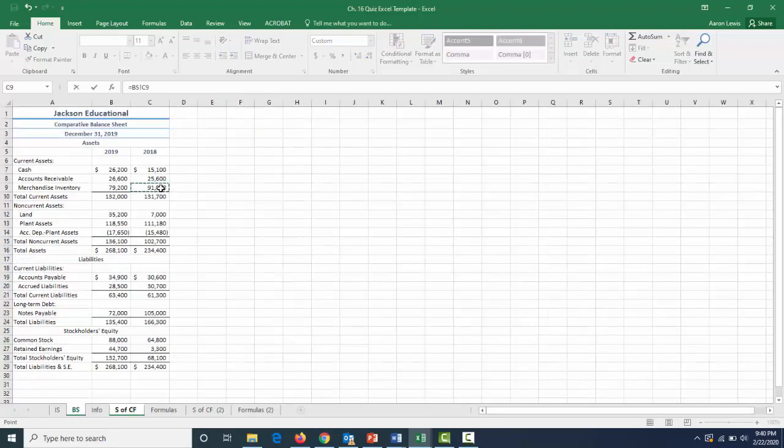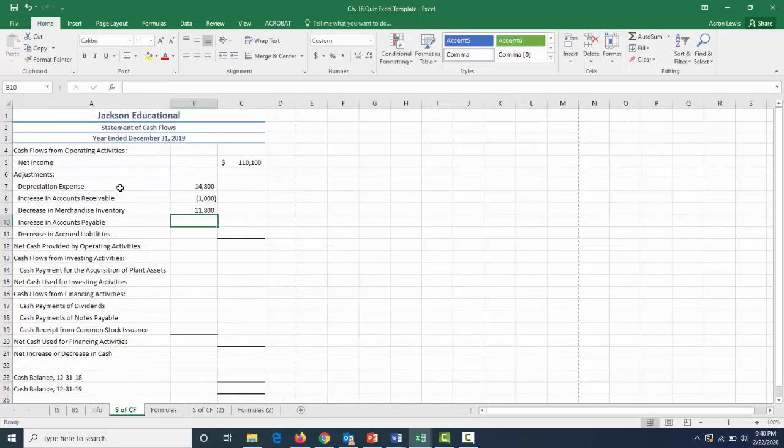And 91,000 minus the 79,200 means that our merchandise inventory decreased by 11,800. This can mean one of two things. Either we sold more during the period, which means we would have got more cash, or our decrease in merchandise inventory means that we purchased less inventory, in which case we would have sent out less cash. So a decrease to a current asset increases cash flow.